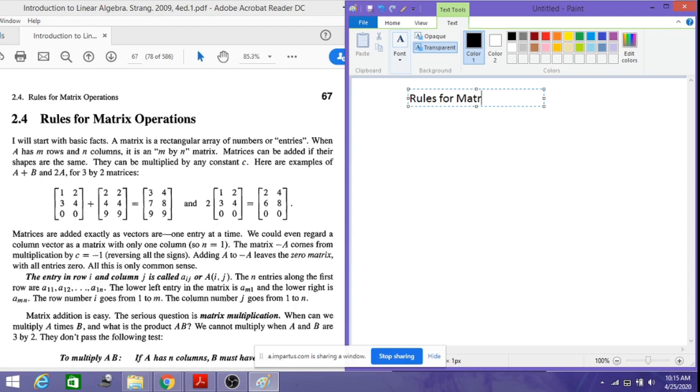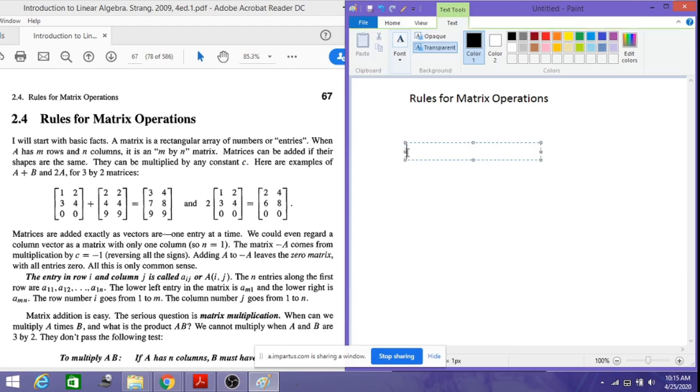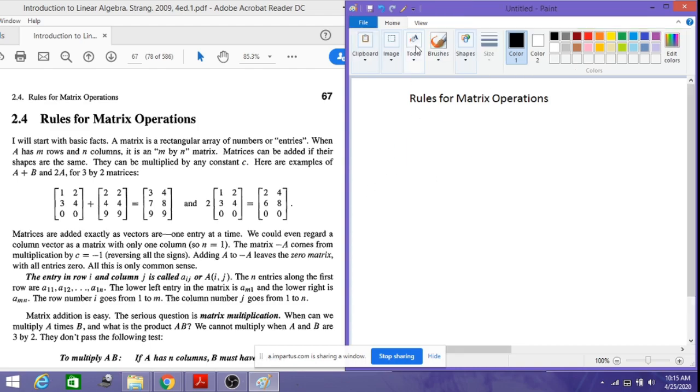Rules for matrix operations. This you might all know, so we'll just quickly pass through this. For addition, it should be of a similar kind of matrix.